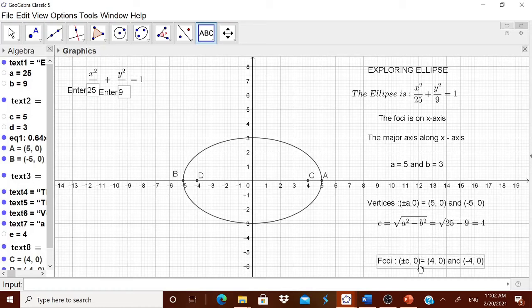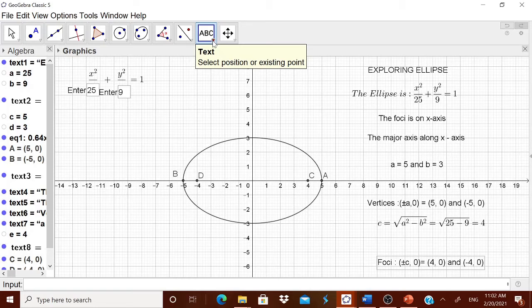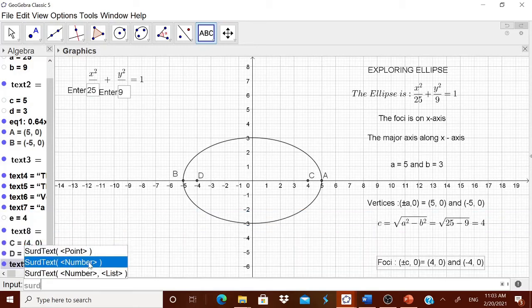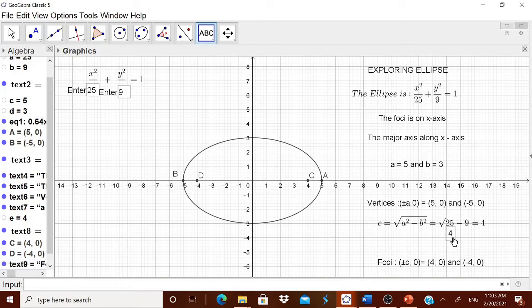Now, sometimes what will happen? You may be having c is equal to 4 directly. In some cases, the value of c may come with some square root. Therefore, GeoGebra is giving you an idea: Surd text of a number. What is the number now? e. Therefore, I will just press enter. Now you see automatically it is coming as 4 because here there is no problem.